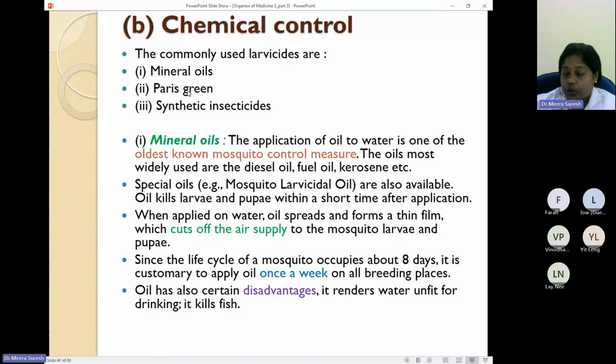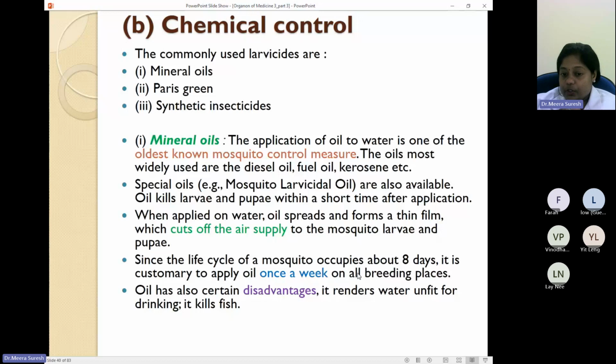So this is the household method that we use generally. So the mineral oil is the oldest known mosquito control measure. We can use diesel, the fuel oil, kerosene, etc. Nowadays we get mosquito larvicidal oil, the special or specific oils, and this will kill the larvae and pupae within a short time. What they do, as I told, is produce a thin film, and this will cut off the air supply, and that will kill the larvae and pupae.